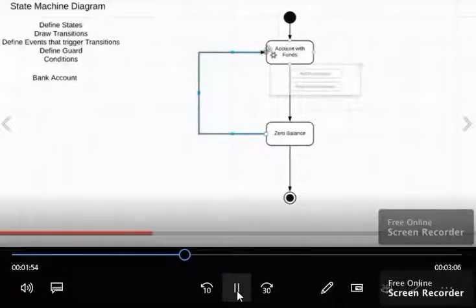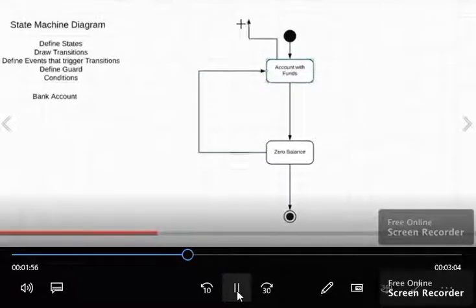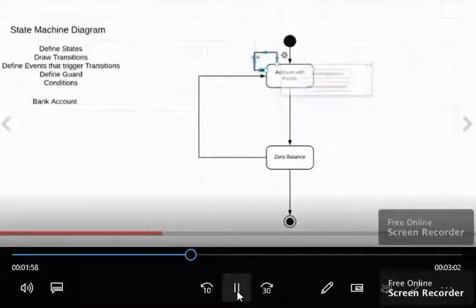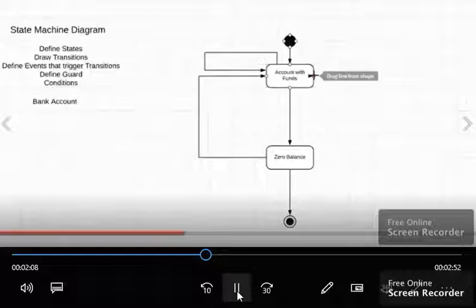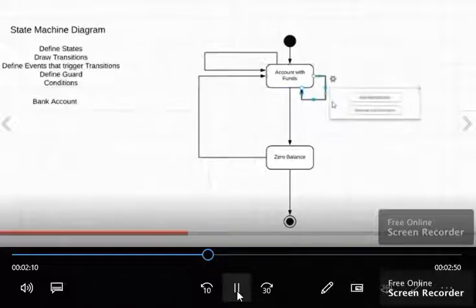Now, for example, if we put more funds in the account, we will loop back to the very same state, that is account with fund state. And if we withdraw funds, but not all the funds, then also we are looping back to the same state, account with fund state.